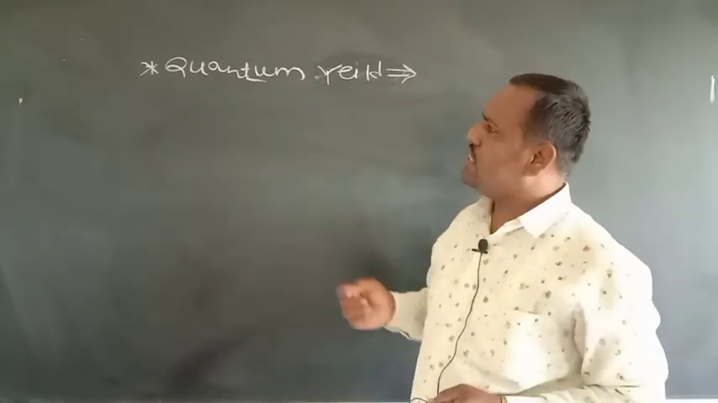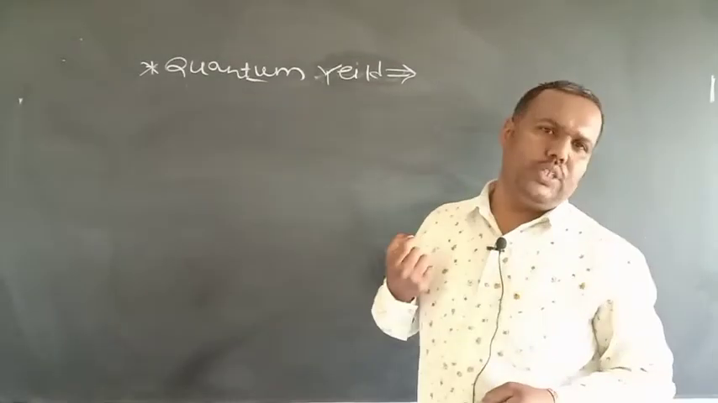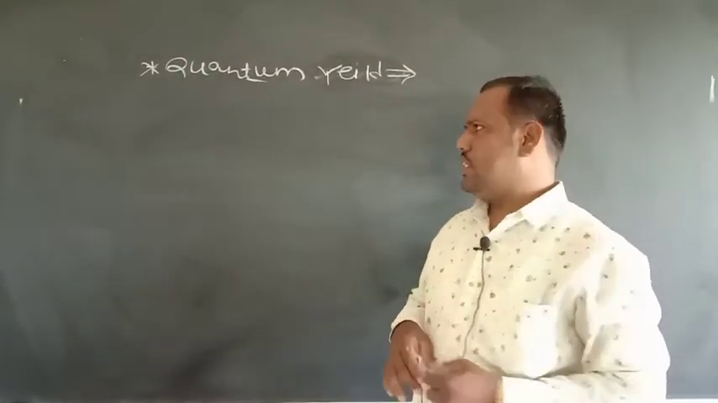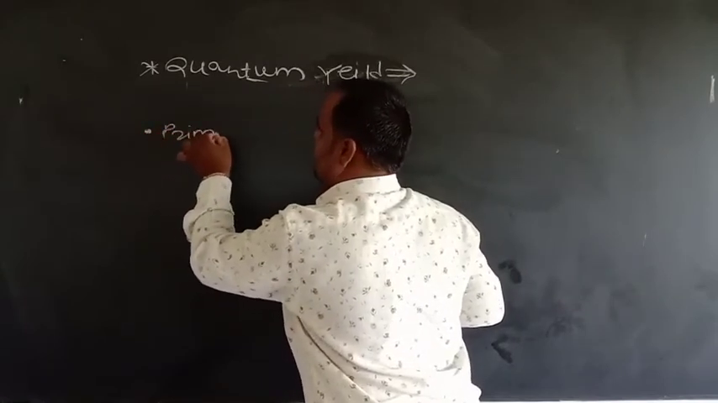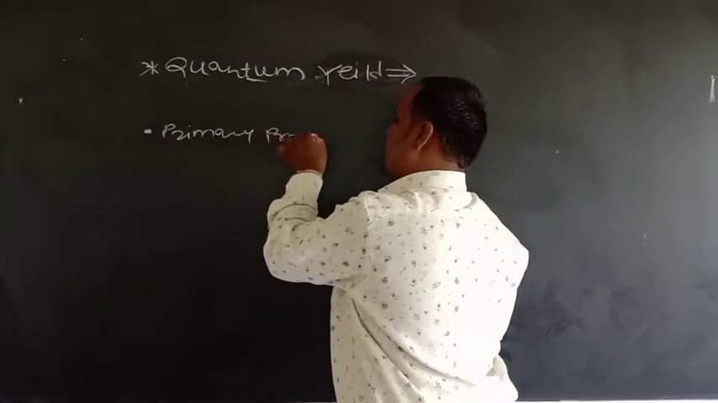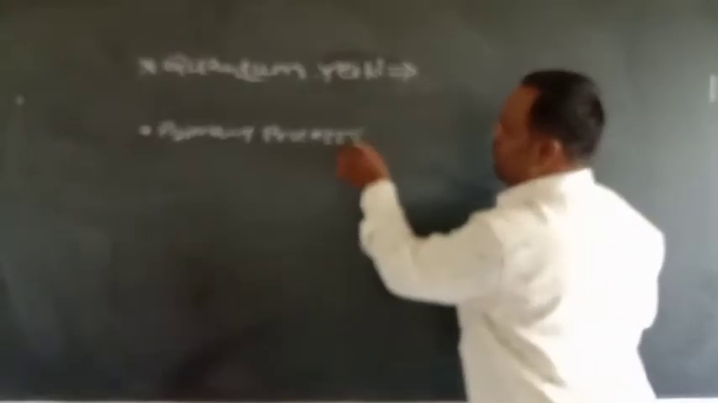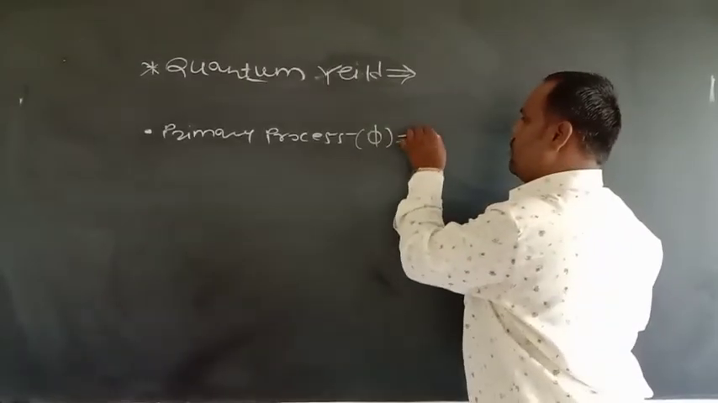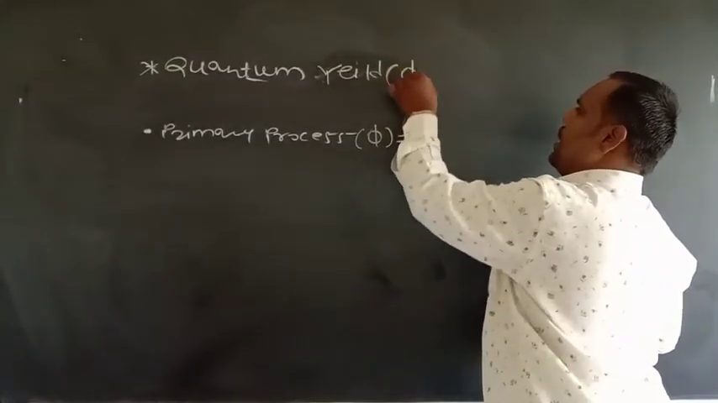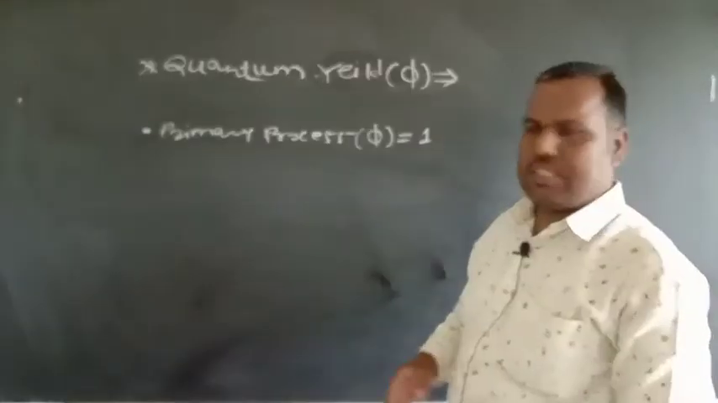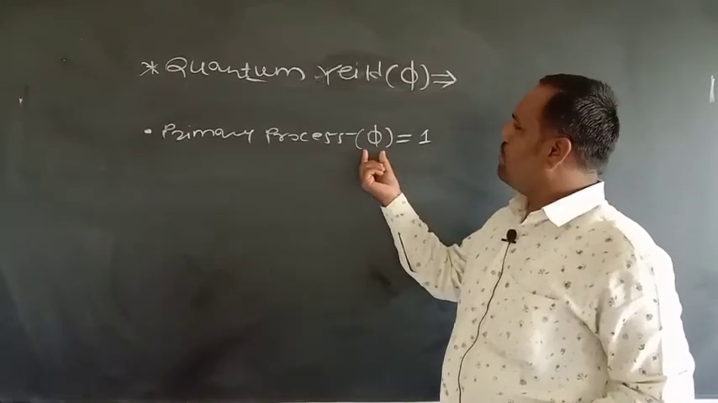So this reaction is considered as a primary process, and for this reaction the quantum yield is equal to unity. For primary process, the quantum yield is denoted by symbol phi, equal to 1, that is unity. Quantum yield is denoted by symbol phi. So for primary process, the value of quantum yield is equal to unity.